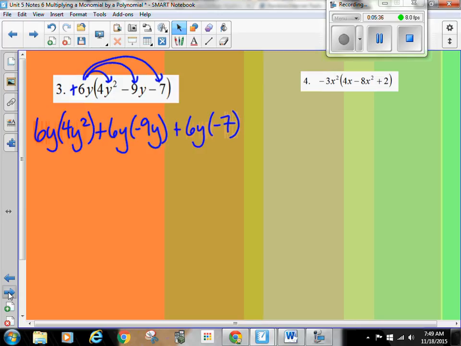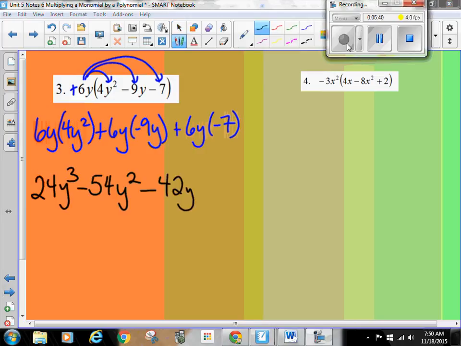Okay, and here comes the answer. All right, take a look there. How did you do? Check your multiplication of your coefficients. Make sure you add your exponents. All right, go ahead and I want you to try number 4. So give number 4 a try.